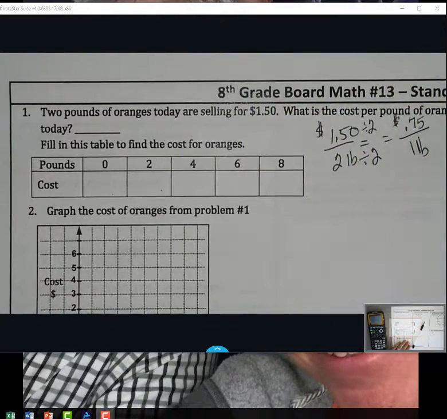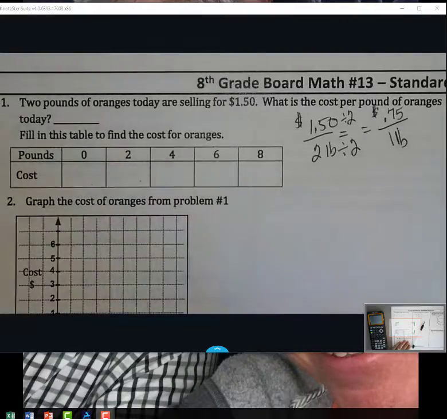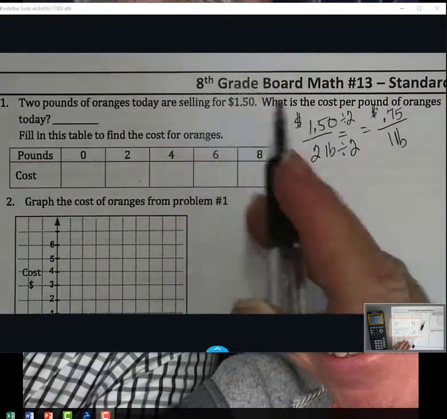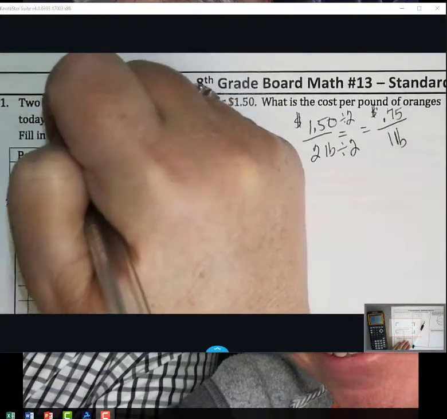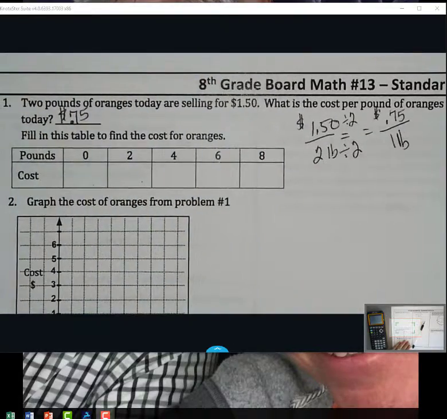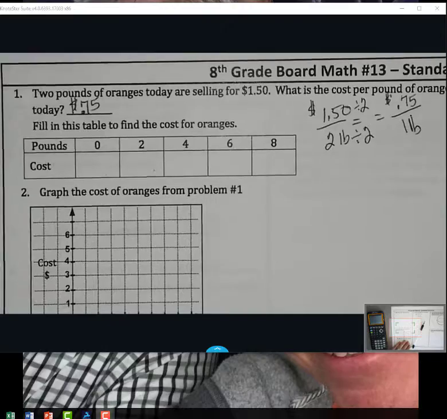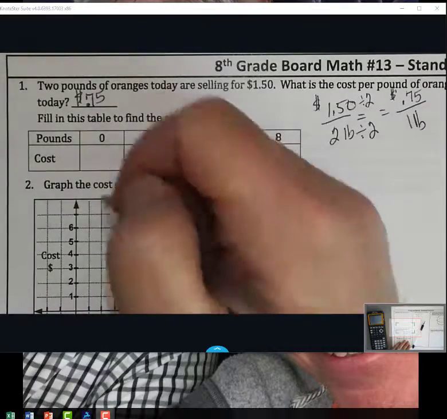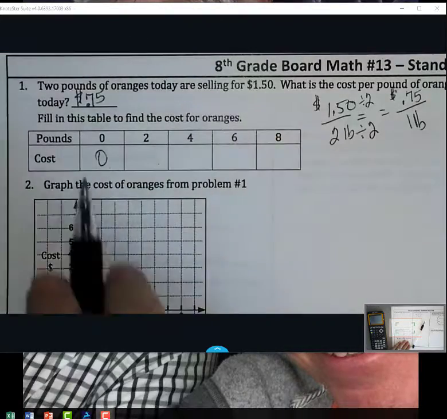Okay, so what is the cost per pound? It's 75 cents. Fill in the table to find the cost of the oranges. So if you buy no oranges, per pound.